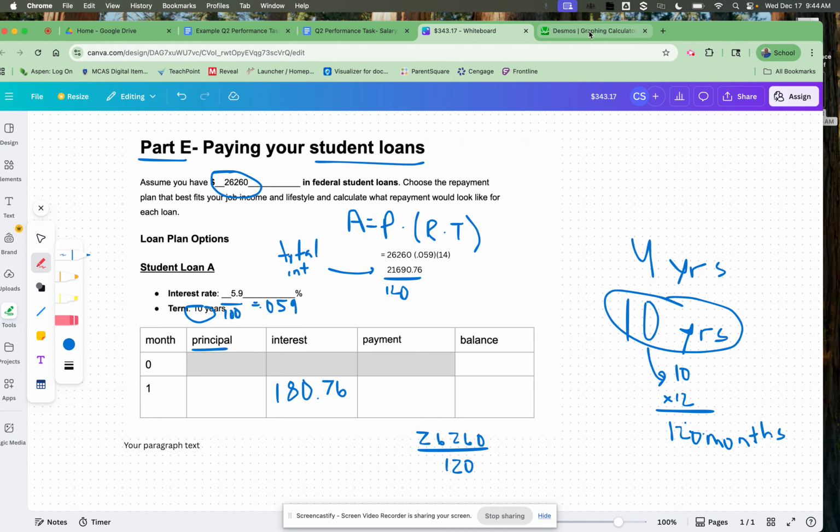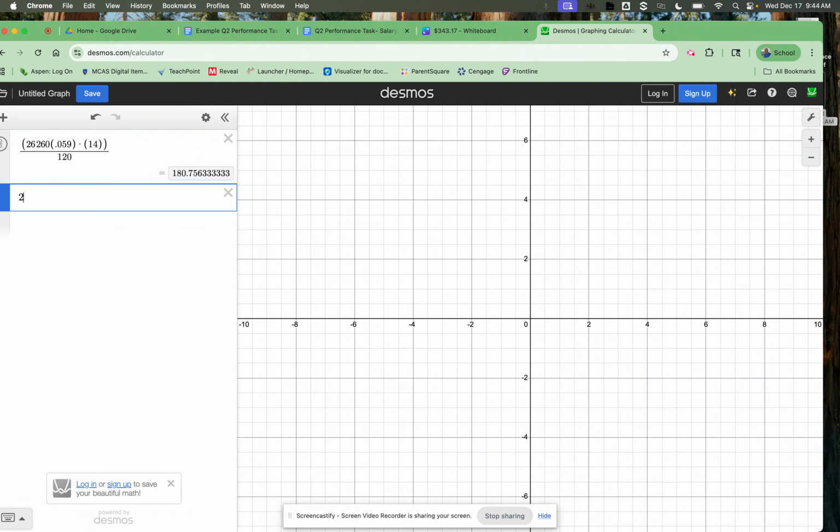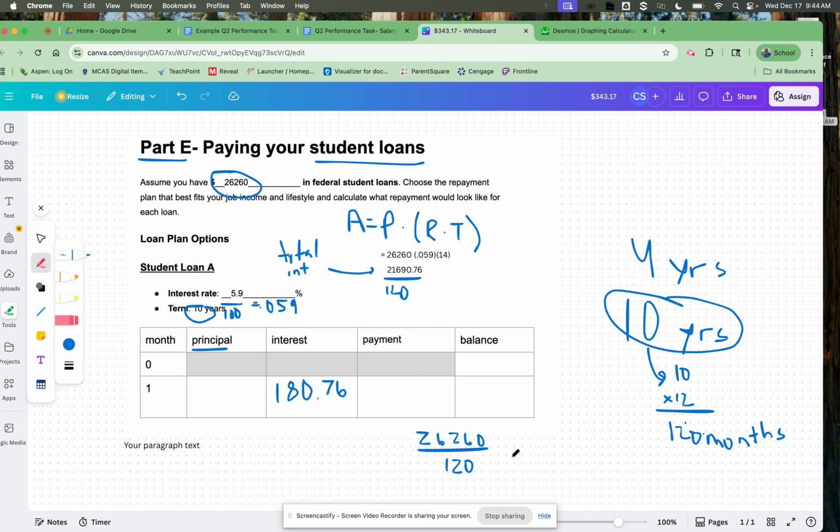So 26,260 divided by 120 is $218.83. And that's my principal. That's what I'm paying to pay off the loan. That goes towards the actual loan. And so remember, these two things I'm sending in every month, so to calculate my payment, I just got to add them up. And that's going to be what I'm paying every month for my loans.